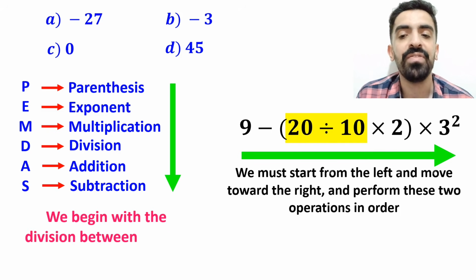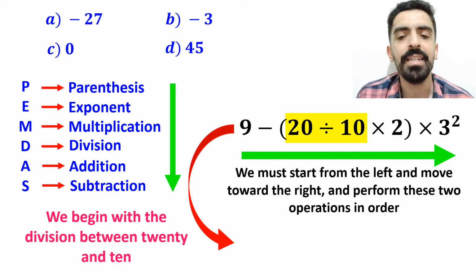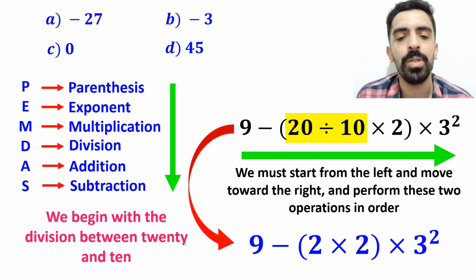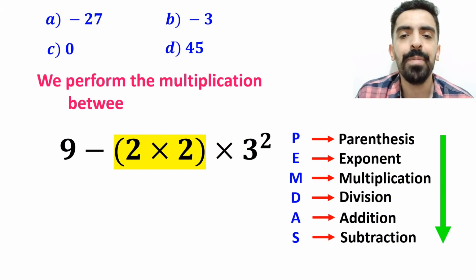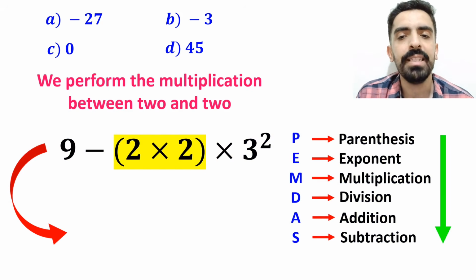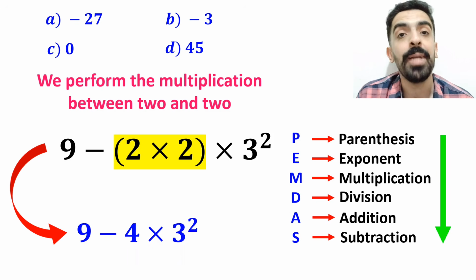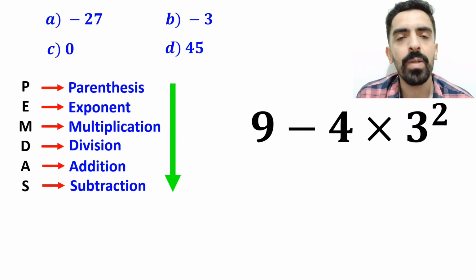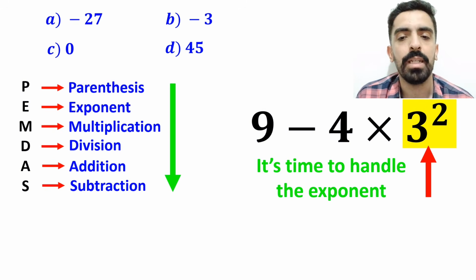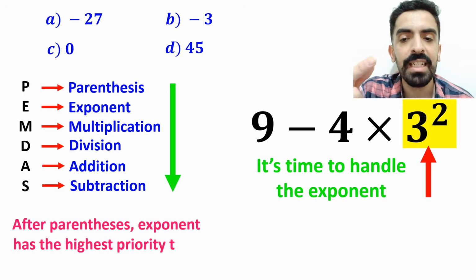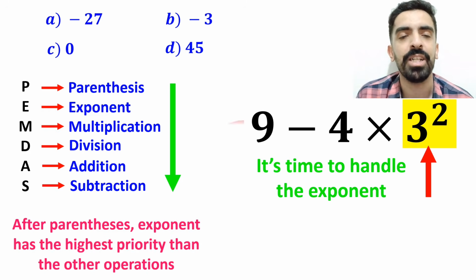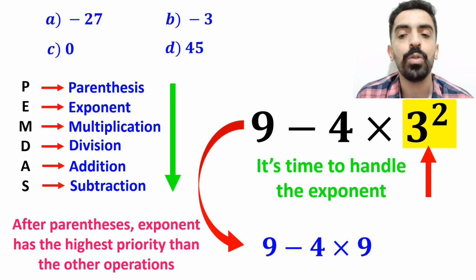So, we begin with the division between 20 and 10, and this expression simplifies to 9 minus 2 times 2 inside the parentheses and multiplied by 3 squared. In the next step, we perform the multiplication between 2 and 2 and write this expression as 9 minus 4, multiplied by 3 squared. In the following step, it's time to handle the exponent, because according to the PEMDAS rule, after parentheses, exponents have the highest priority compared to the other operations. So, this expression simplifies to 9 minus 4, multiplied by 9.